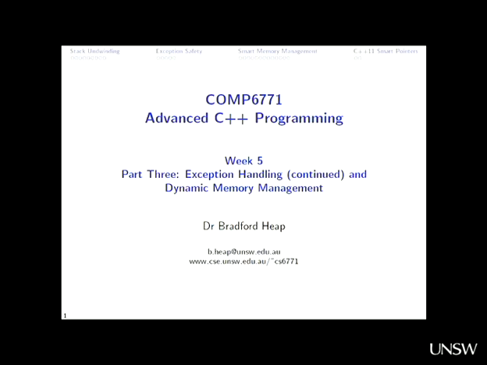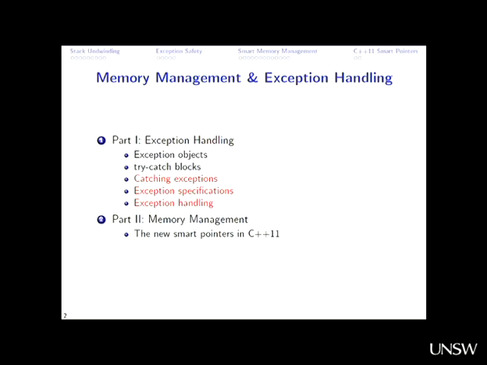Okay, let's kick into what we're looking at today. On Monday we left off looking at exception handling, and we looked at try and catch blocks, and at the idea of having exception objects. Today we're going to continue looking at how to catch exceptions, and particularly exception guarantees and dynamic memory associated with catching exceptions. And what we're working towards is smart memory management. We're not going to get all the way through smart pointers today, but that's what we're working towards.